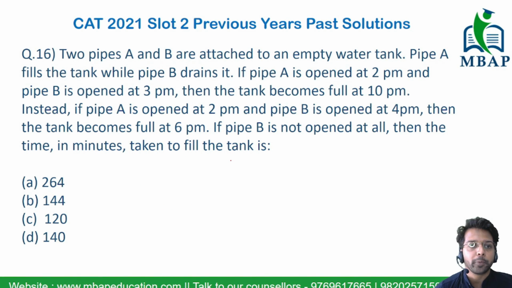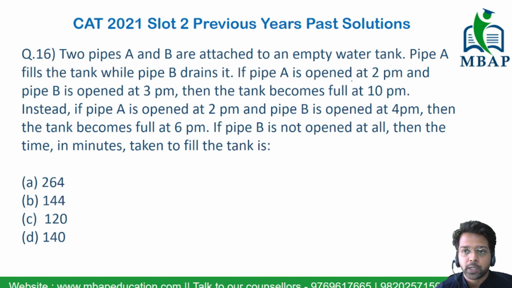Next question is from the topic of time and work. Easy question, and all of you could have solved this question in the examination too. The question says, two pipes A and B are attached to an empty water tank. Pipe A fills the tank while pipe B drains out the tank. So A is working positively and B is working negatively.